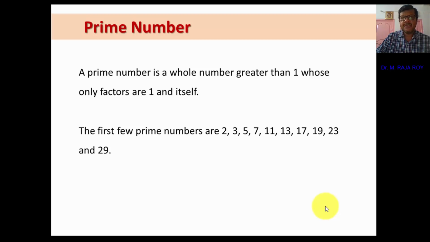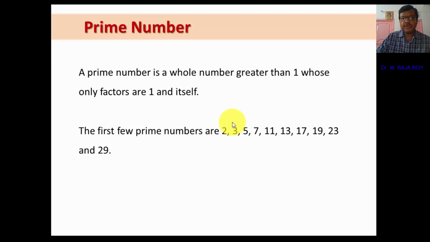Hello everyone. In this video I am going to write a C program to find out the prime numbers. First we will see what is a prime number. A prime number is a whole number greater than 1 whose factors are 1 and itself only. For example, if you observe 2, for 2 the factors are 1 and 2 only.